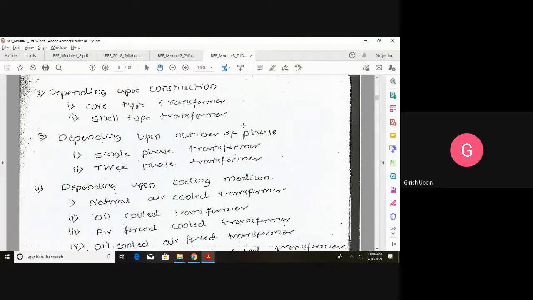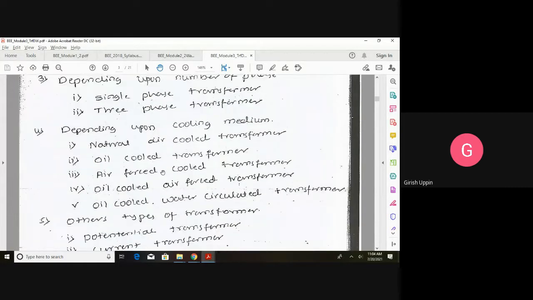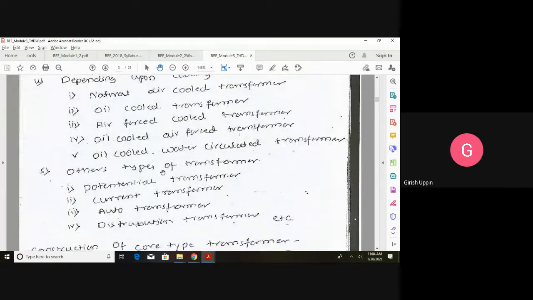And depending upon the number of phases, what we are going to see for your syllabus is the single phase transformer. We are not going to deal with the three phase transformer, but based on the phases, we can have a single phase transformer, where only one phase will be there, or we can have a three phase transformer, where there will be three phases of the transformer.